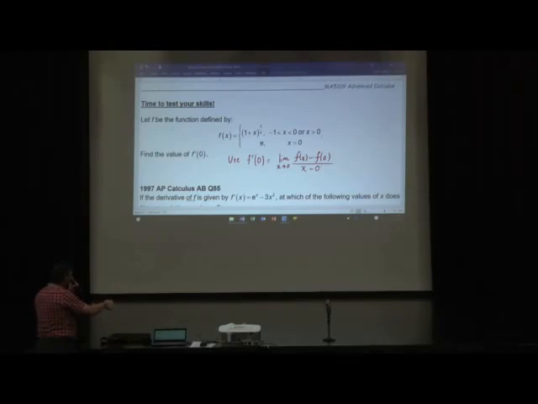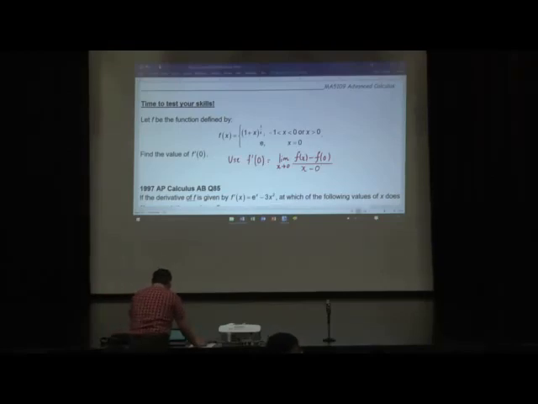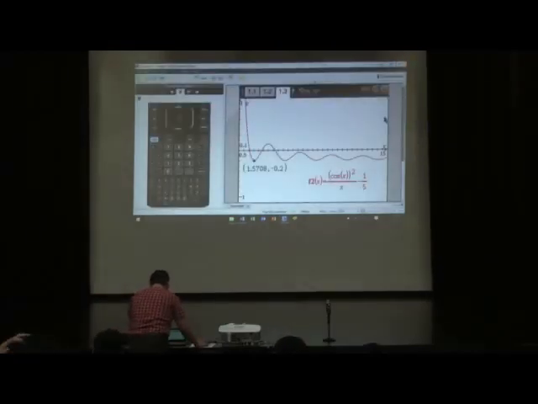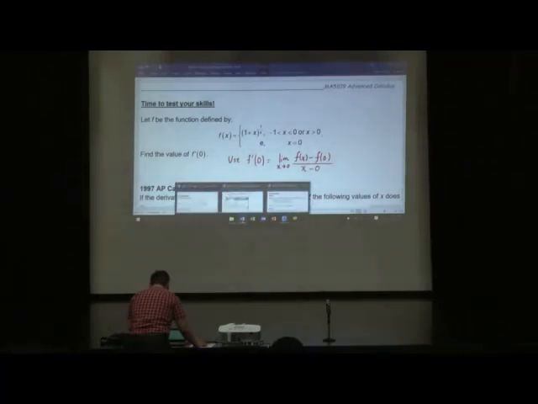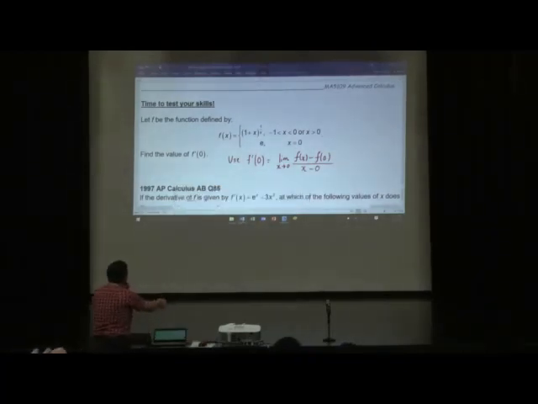For the first one, you have to use the limit definition. f prime of 0 is the limit of f(x) minus f(0) over x minus 0, as x approaches 0. Let me show the answer first. For f(x), you should use this portion over here. Don't go and use the e.